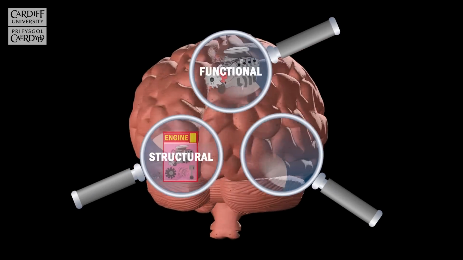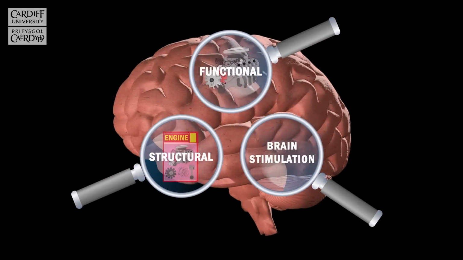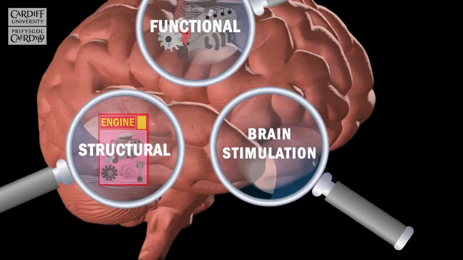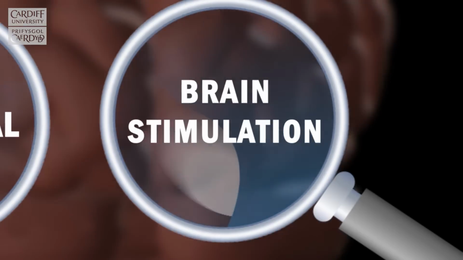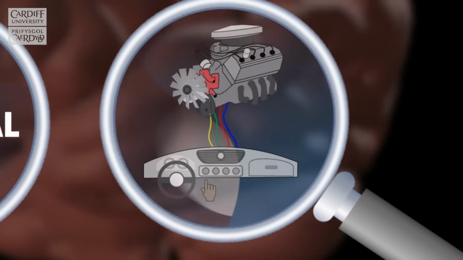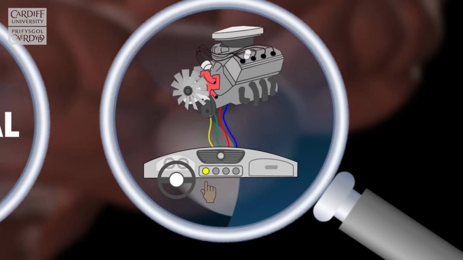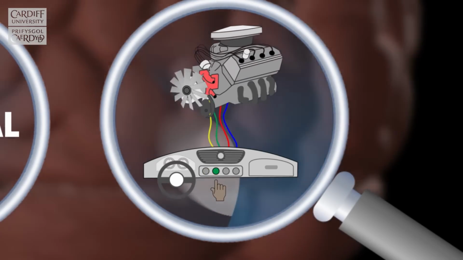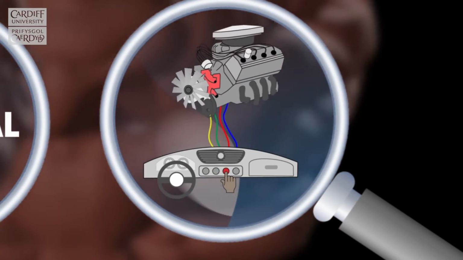Finally, there are brain stimulation techniques. These techniques involve directly stimulating or inhibiting regions of the brain so we can understand what these regions do. This would be like pressing different buttons and pedals in the car to see how the engine responds.